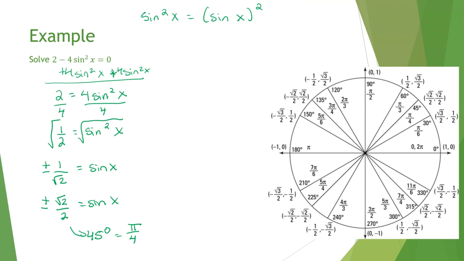Now we need to figure out where are all the places that we get square root of 2 over 2. Because it's plus or minus, we have multiple. We have to consider the y value to be positive and the y value to be negative. Sine is the y value. So I've got one at pi over 4 and at 3 pi over 4. And I can also have negative y's, so that is at 5 pi over 4 and 7 pi over 4. So I've got 4 different possible values here.